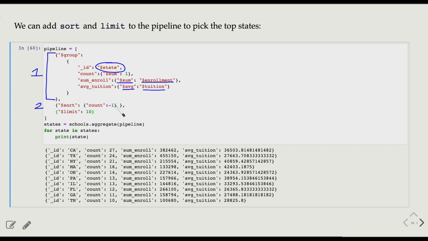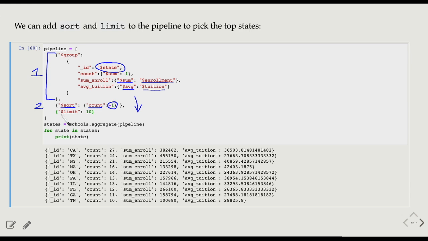After this is done, this is only the first operation in the pipeline. You see we actually have a second in the pipeline, which is to sort. $sort is the sort operation. Here we are going to sort the records by their count. Again, a negative number indicates we are going to sort the records in descending order. So we are going to sort in terms of the number of schools, starting from the state with the highest number of schools.